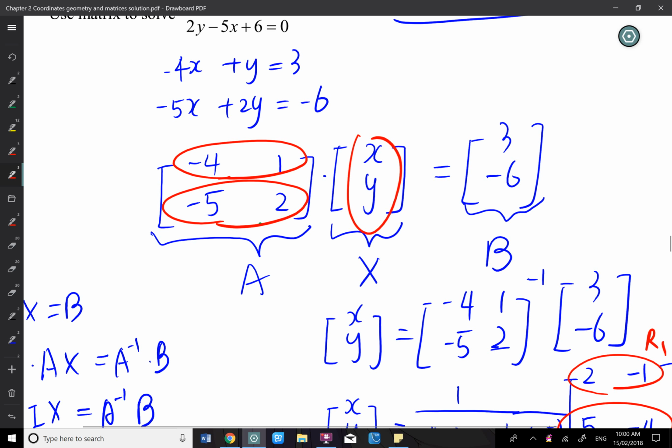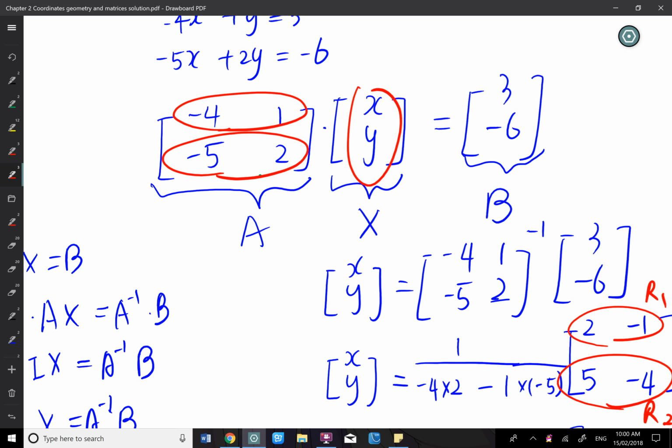Okay, back to this one. How can we solve for it? Let's say we have A times X equals B: matrix A times matrix X equals matrix B. So what we can do is not divide by the matrix A. We can't divide by matrix A. We can only multiply by the inverse of matrix A.